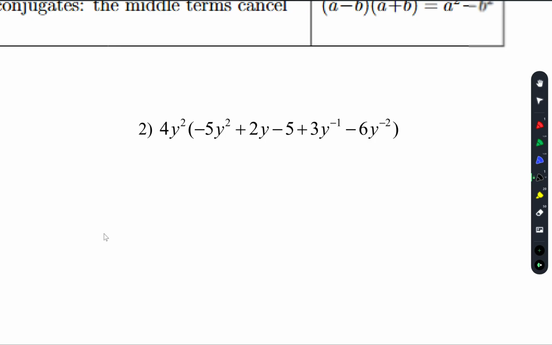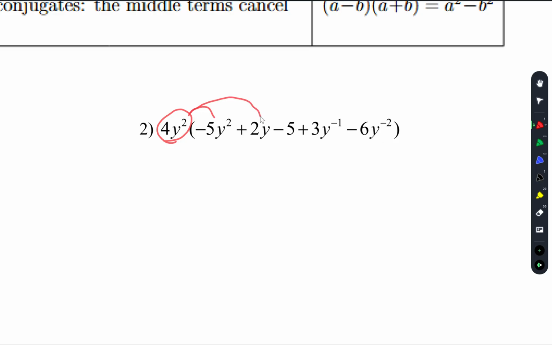So then number 2, this is just excessive because there are negative exponents. So it makes you want to cry a little bit. But if you got all these terms, you're taking this 4y squared and distributing it to -5y squared, then to 2y, then to -5, then to 3y to the -1. Gross. Then this one. So like I said, it just takes a while. So it's going to be 4y squared. And you don't need to show this step. I'm just showing it so you get what's going on. But you're going to distribute it to that guy. You're going to keep the plus signs, all of these in between.